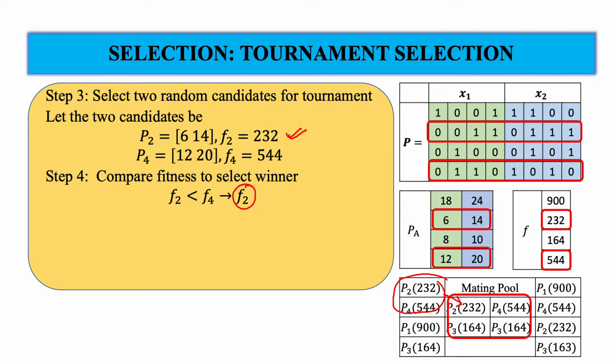our P2. Similarly we will conduct another competition between 1 and 3. So the winner is P3, then 1 and 4, the winner is P4, and then 2 and 3, the winner is P3. Okay, so that's how we have selected our winners from 4 different tournaments.